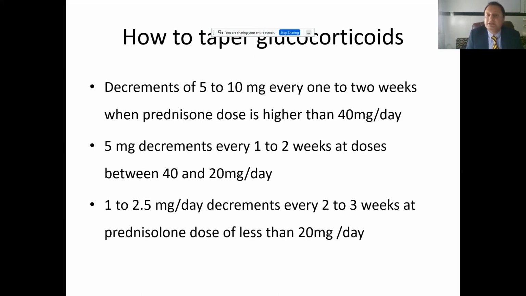Tapering is an important aspect of our treatment, and if it is not done appropriately, then definitely it will result in a lot of side effects. So dose de-escalation with decrements of 5 to 10 milligrams every 1 to 2 weeks should be used when the prednisolone dose is higher than 40 milligrams per day. 5 milligrams every 1 to 2 weeks reduction at doses between 40 and 20 milligrams per day, and likewise 1 to 2.5 milligram per day decrements every 2 to 3 weeks at prednisolone doses of less than 20 milligrams per day.